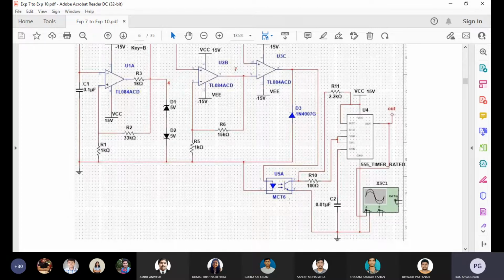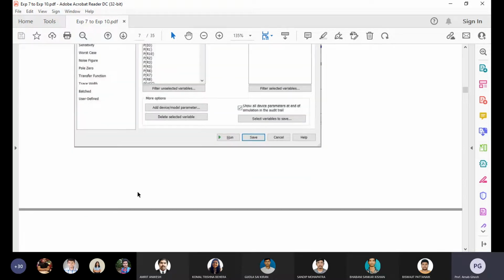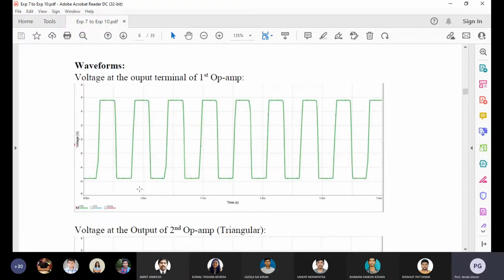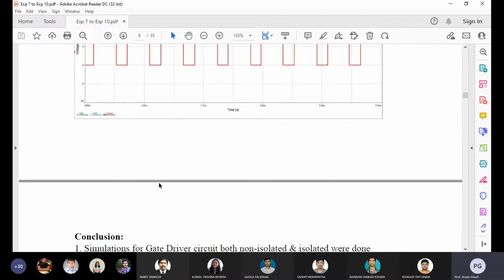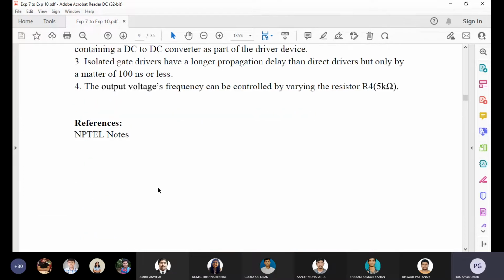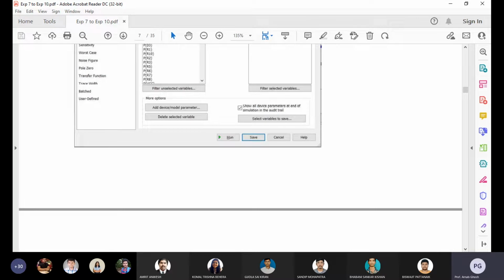As well as some transient configurations, some movies are given for the isolated gate driver circuit, showing how they are varying. I hope you are able to understand that. All of you getting my point? Any doubt from your end?